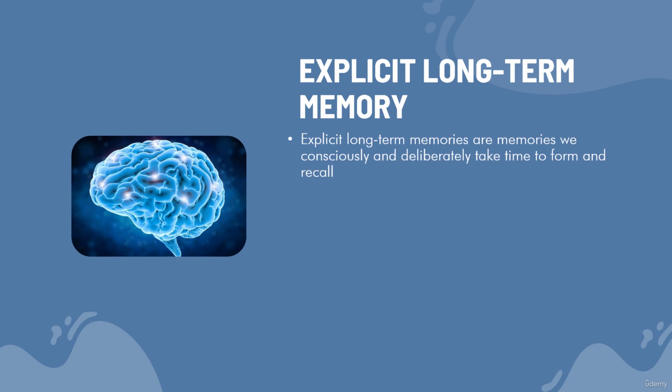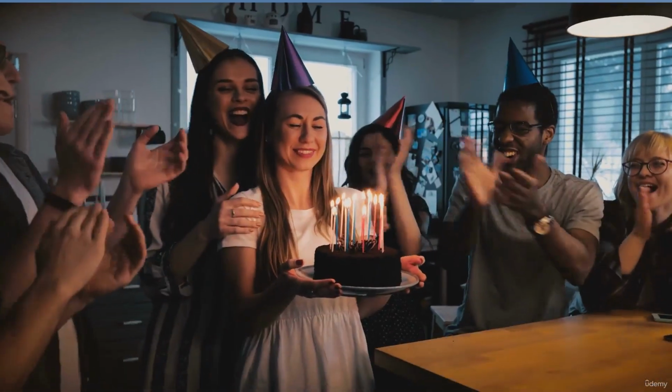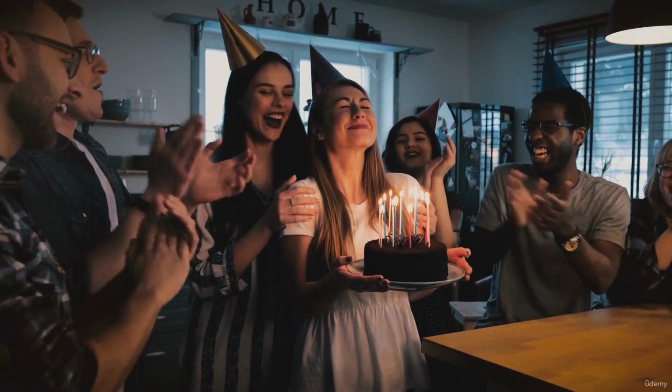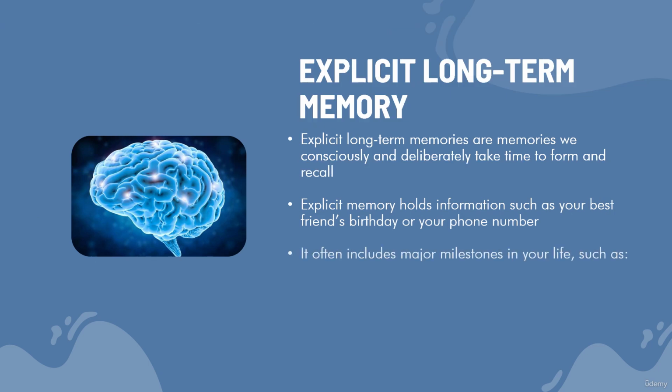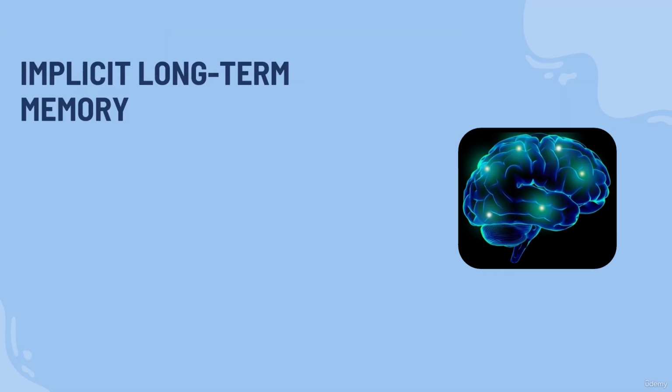Explicit long-term memories are memories we consciously and deliberately take time to form and recall. Explicit memory holds information such as your best friend's birthday or your phone number. It often includes major milestones in your life, such as childhood events, graduation dates, or academic work you learned in school. Implicit long-term memory. We are not as deliberate with forming implicit memories as we are with explicit ones.